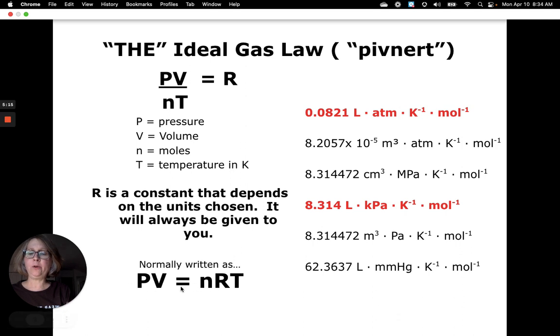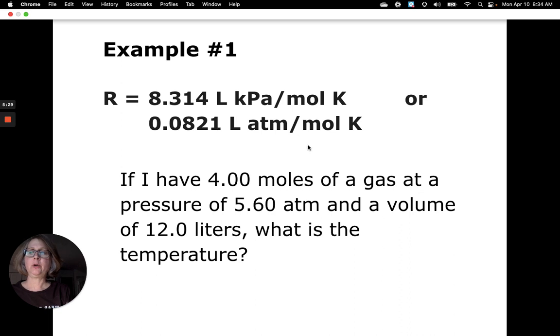Therefore, I'm going to give you 3 of these 4 variables, and you should be able to solve for the 4th for any gas, at normal ideal conditions. So let's try a few. All right, so here's example number 1.